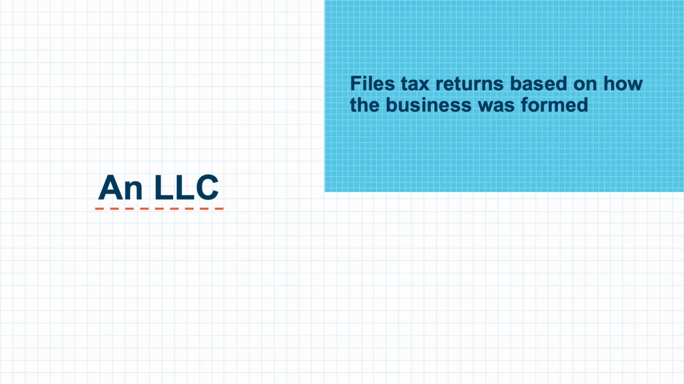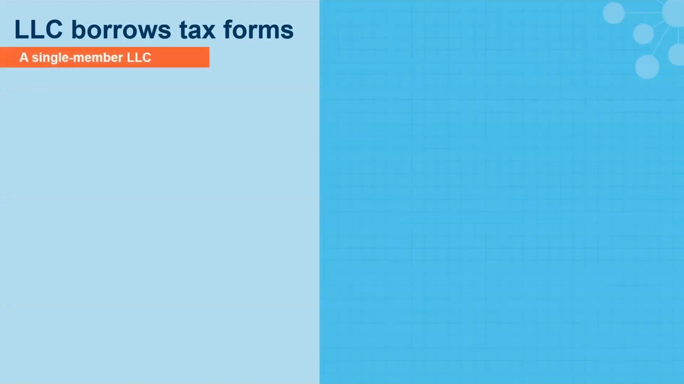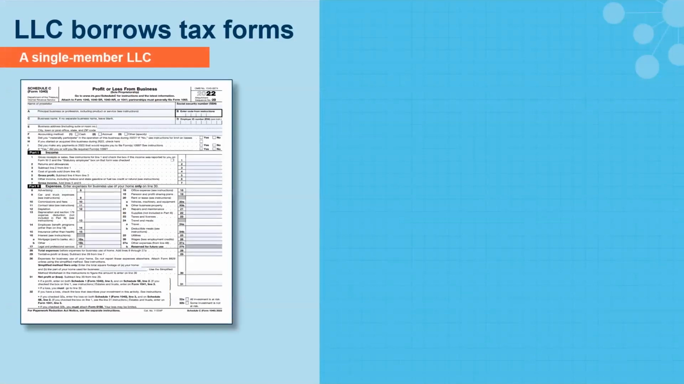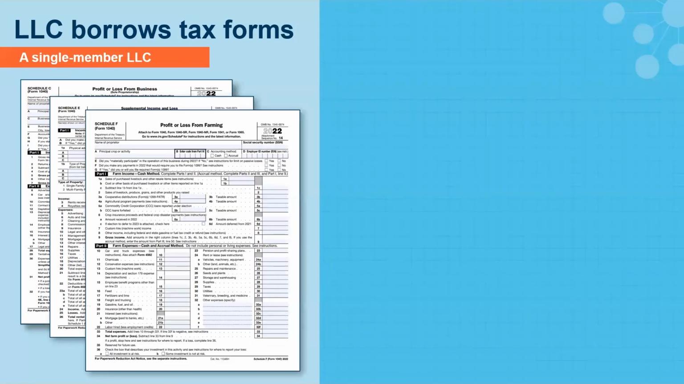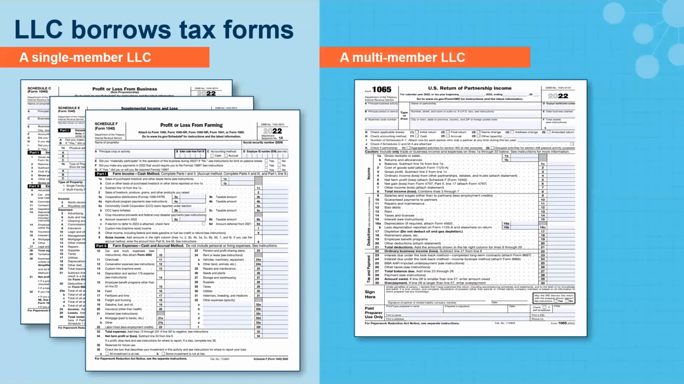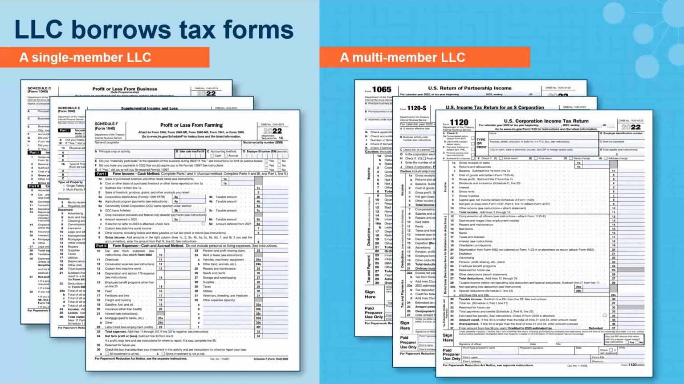The LLC will file their tax returns depending on how the business was formed. An LLC does not have its own associated IRS forms. Instead, they borrow other entities' tax forms depending on how they have been formed. A single member LLC can file their profit and loss on a Schedule C, a Schedule E, or even on Schedule F. A multi-member LLC will generally use IRS Form 1065 or 1120-S, or may even file on an 1120.